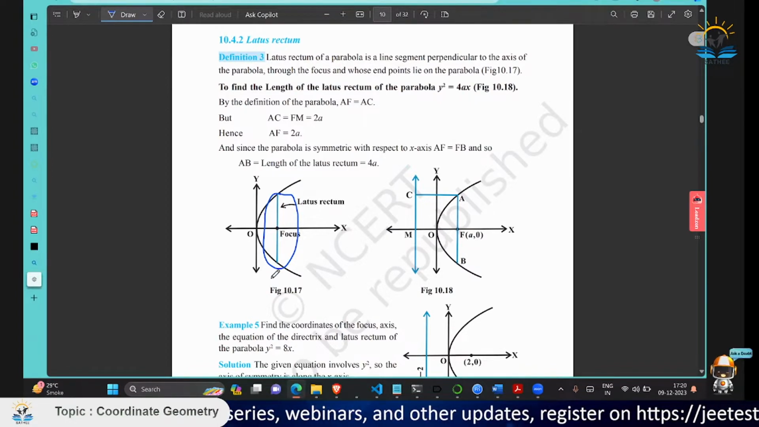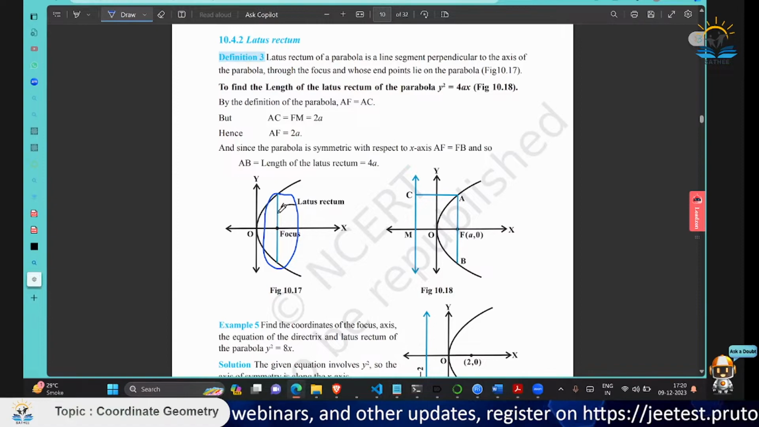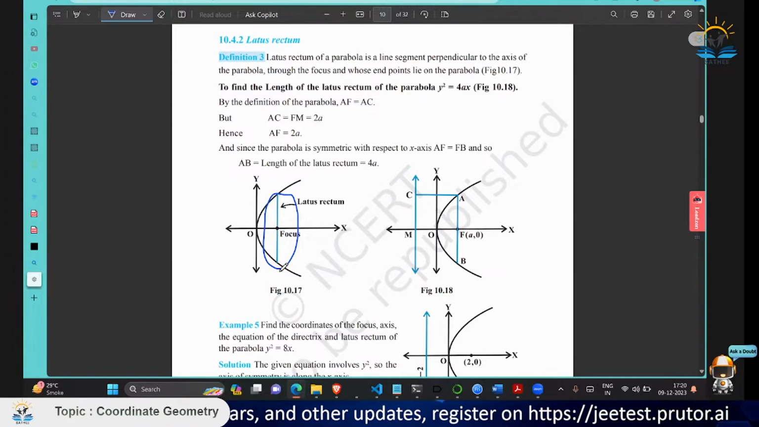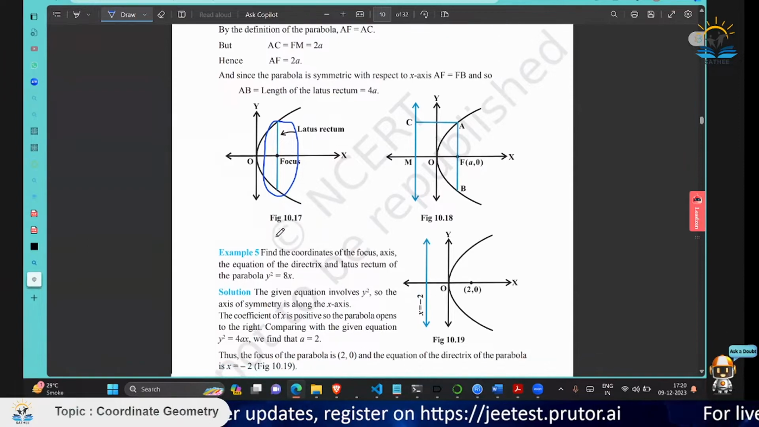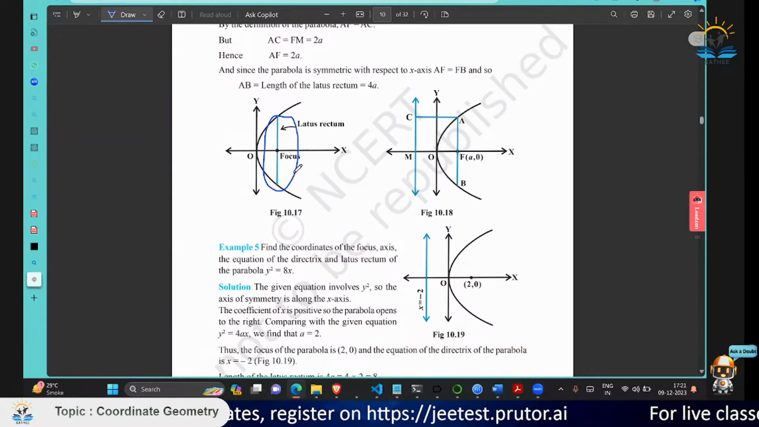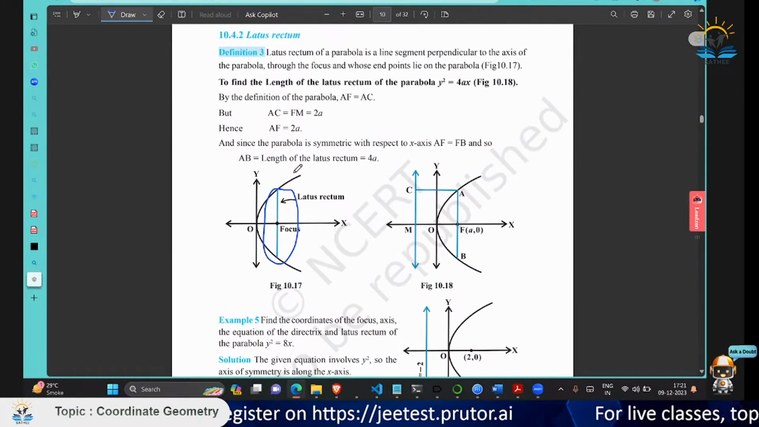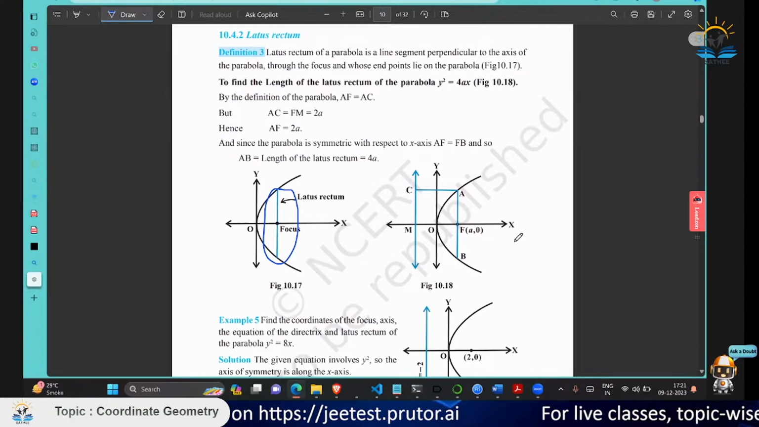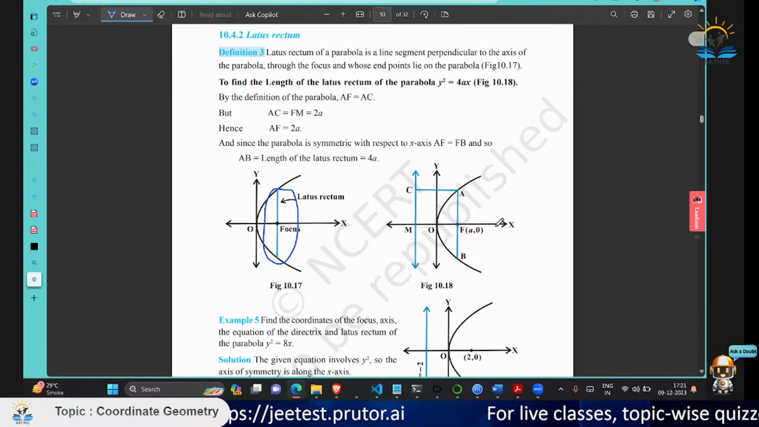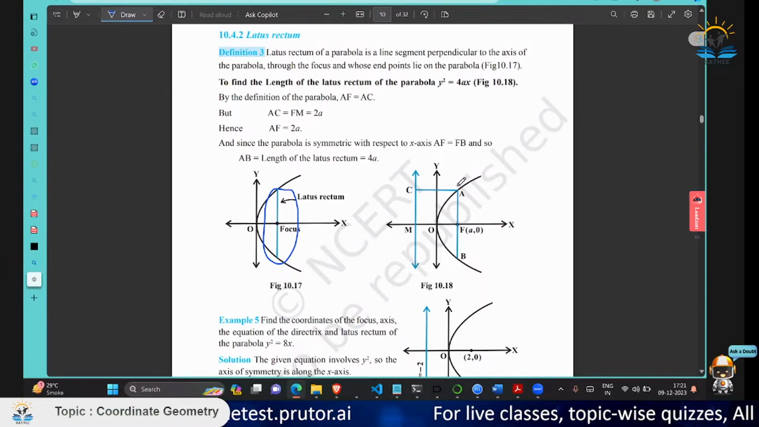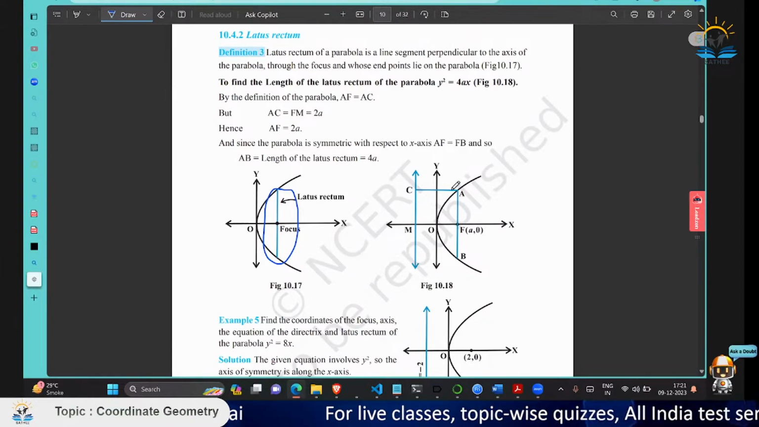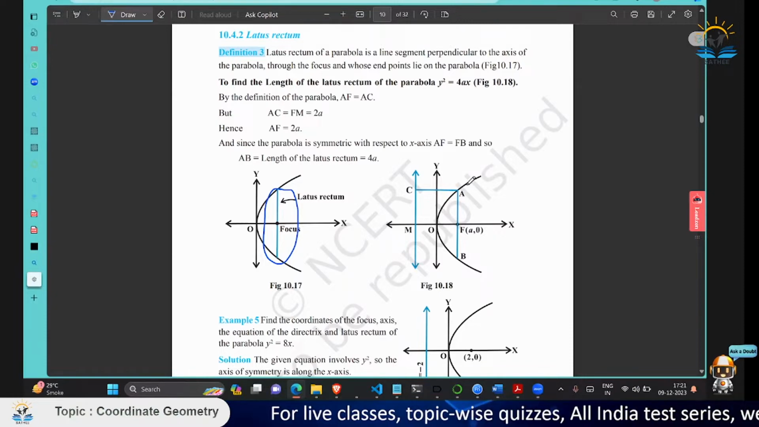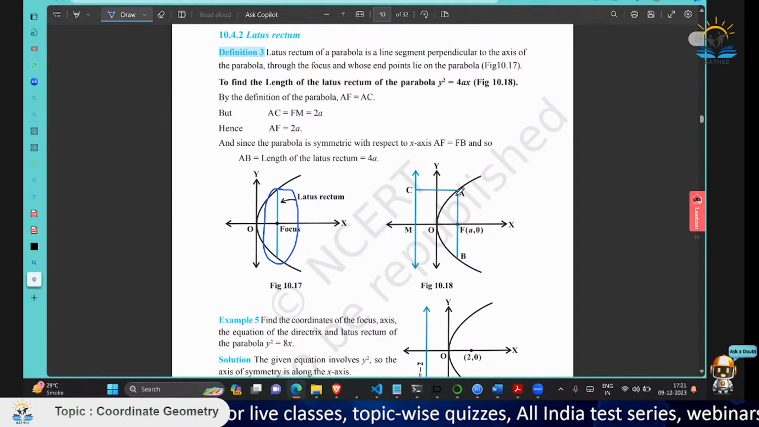So it's perpendicular to the axis and it passes through the focus, right? So let's try to find the length. You can see that AF is equal to AC. I mean, not by this diagram, but you already know that AF equals AC by the definition of the parabola, right?